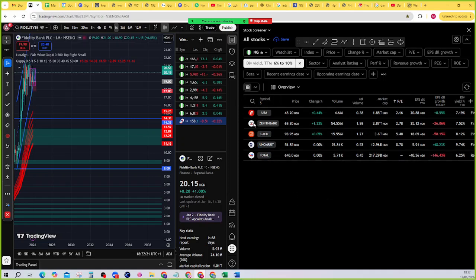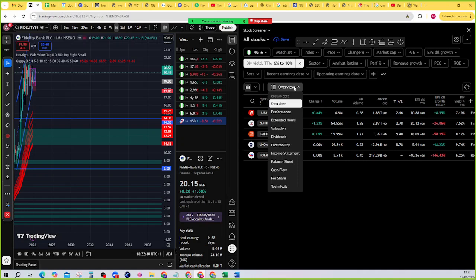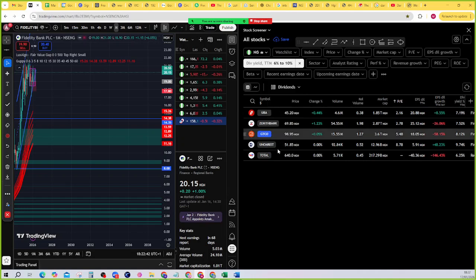So how do I know the dividend? So just come here and check the filter again. On this filter, we have sector filter, we have revenue, we have PEG filter, return on assets, return on equity, earnings date, upcoming earnings, and so on. Let me show you where we see dividend. Dividend should be here. If it's not here, come here. Then you will see dividends.